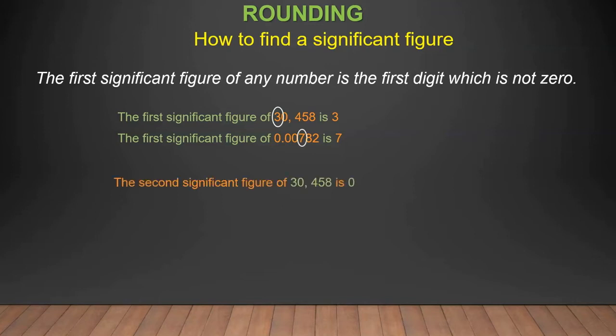The second significant figure of 30,458 is 0, because 0 comes after the first significant figure, which is 3. The second significant figure of 0.00782 is 8. That comes after 7, which is the first significant figure.